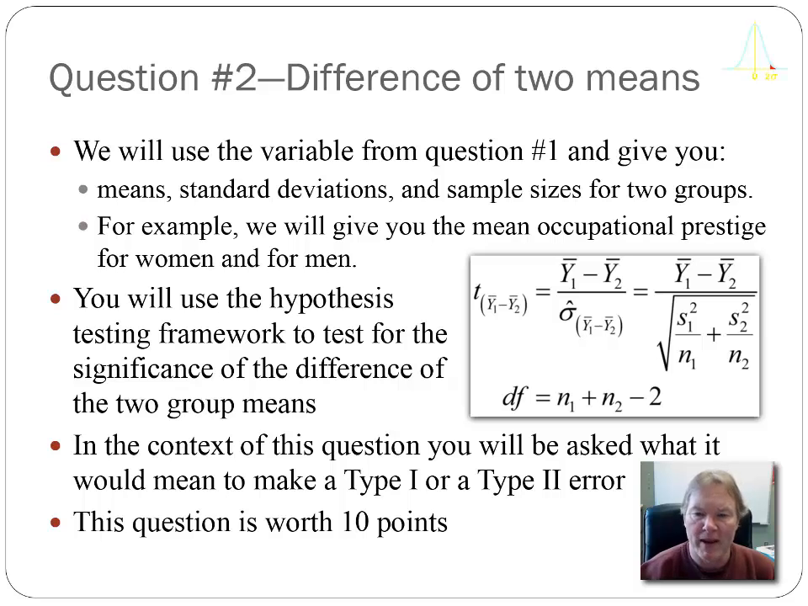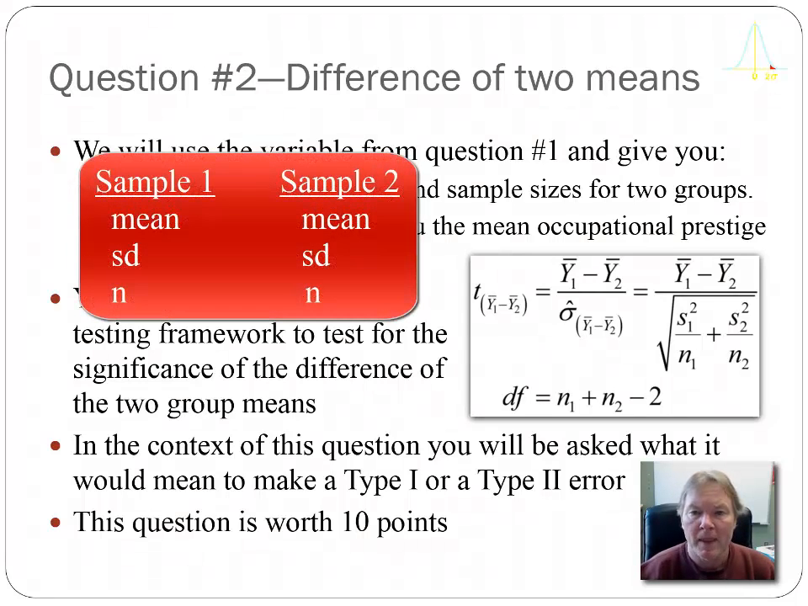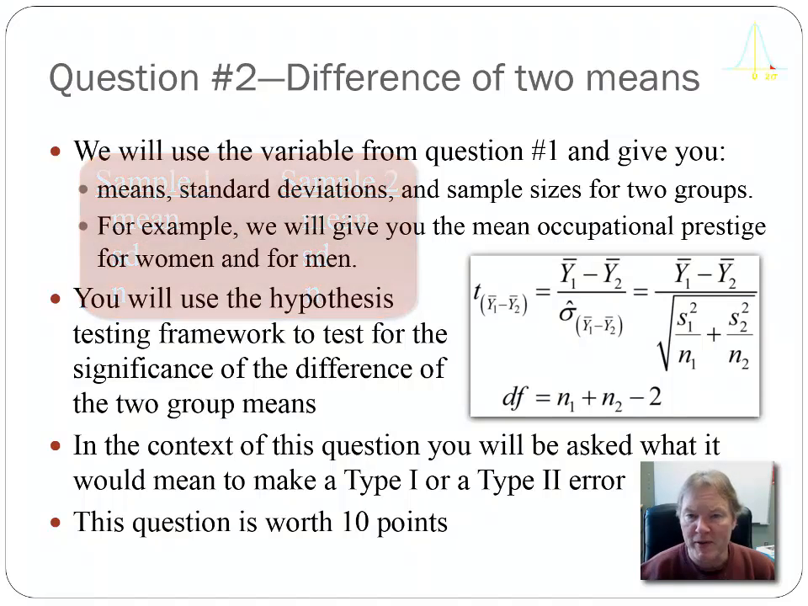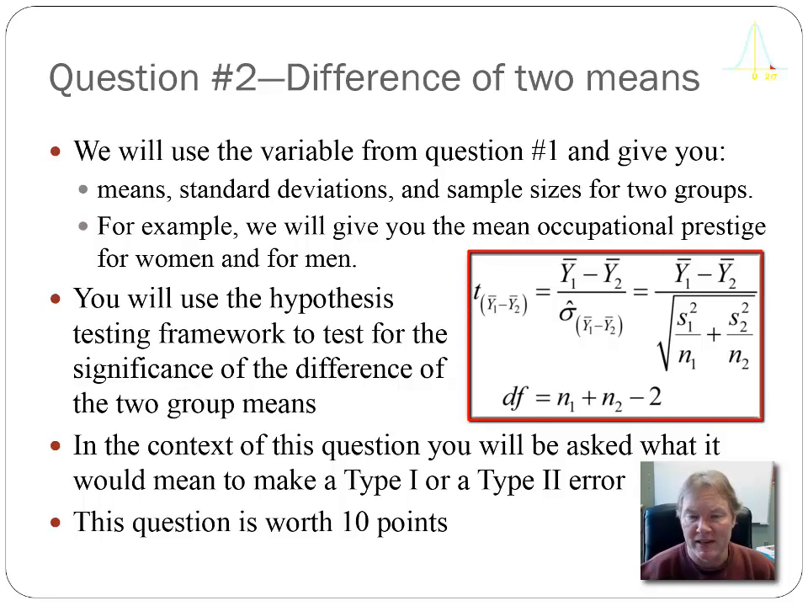6 pieces of information: the mean for men, standard deviation for men, and the number of men. You also need the mean of women, the standard deviation for the women, and the number of women. With those 6 pieces of information, you can simply plug them into the formula that I'm showing here and calculate your difference of means t-test. This is step 4 in the hypothesis testing process.